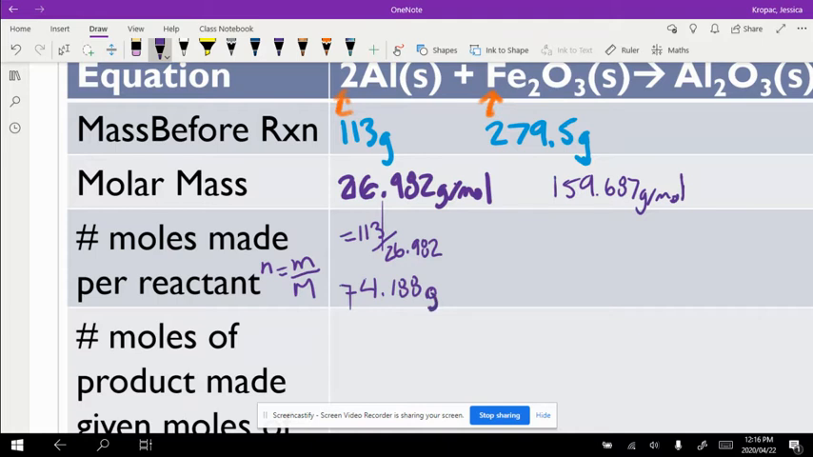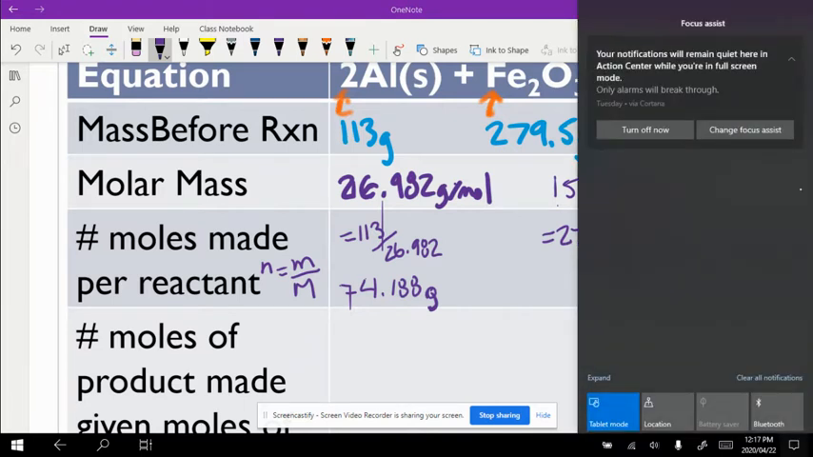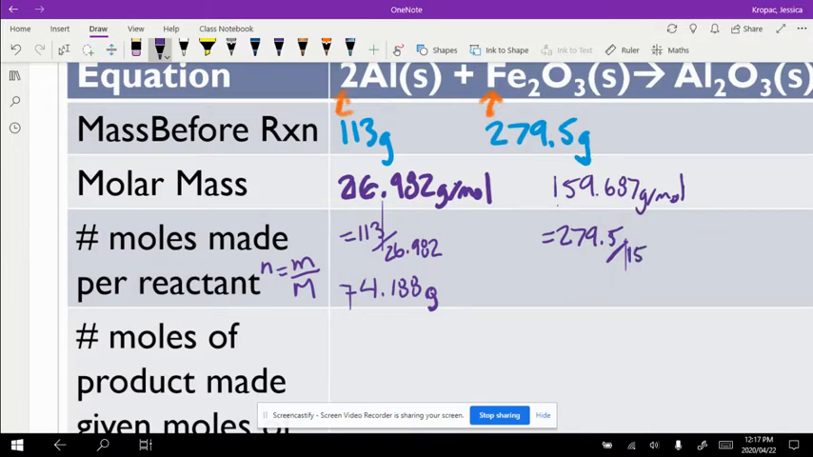All right, next up, we're going to look at how to figure out our number of moles of iron oxide. So again, number of moles is equal to mass divided by molar mass. My mass of iron oxide was 279.5, and my molar mass in this case was 159.687. If I plug that into my calculator, I'm going to get a grand total of 1.750 moles. All right, so we've converted from mass to number of moles.